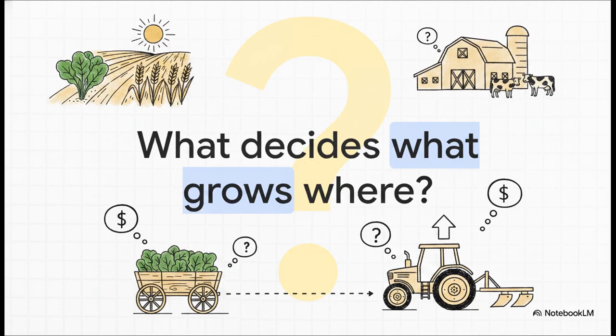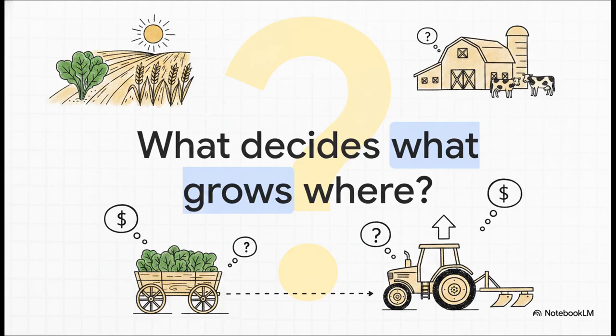What actually decides what grows where? If you're looking out the window on a long cross-country train ride, you'll see patches of vegetables, then vast fields of grain, and maybe a dairy farm way off in the distance. Why are they organized in that exact way?